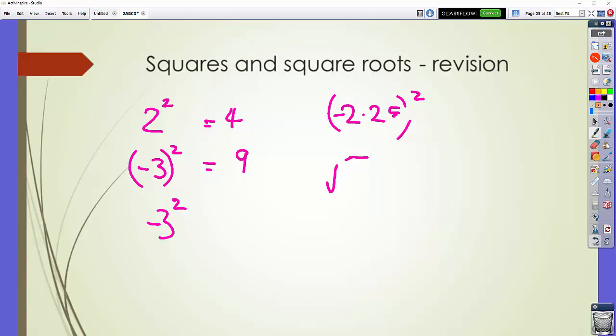Nine has got 2 square roots, because 3 squared is 9 and negative 3 squared is also 9. So 2 things, when you square them, make 9. So when you square root 9, you're going to get 2 things, 3 and negative 3. Square root of 4 is 2 and negative 2. Everything's got what? It's got a positive and a negative.